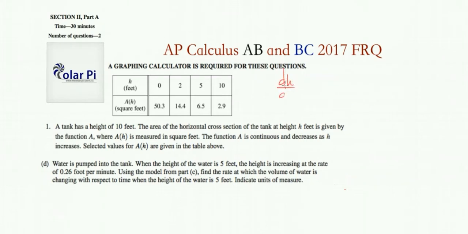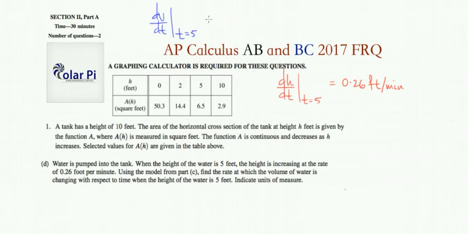Specifically, they tell us what dH/dt is when t equals 5. In the rest of the question, they say that it's equal to 0.26 feet per min, and it's positive because they say that it's increasing. In the rest of the question, they're asking us for dV/dt when t is equal to 5. So they're asking for dV/dt when t is equal to 5.